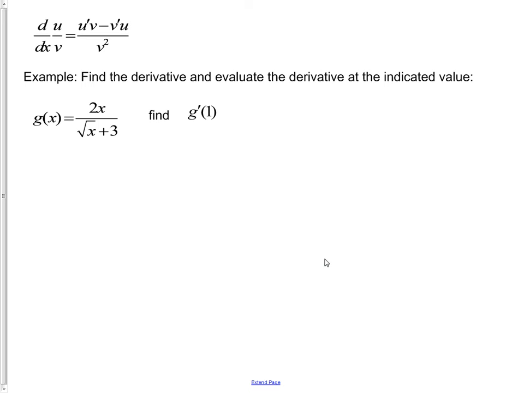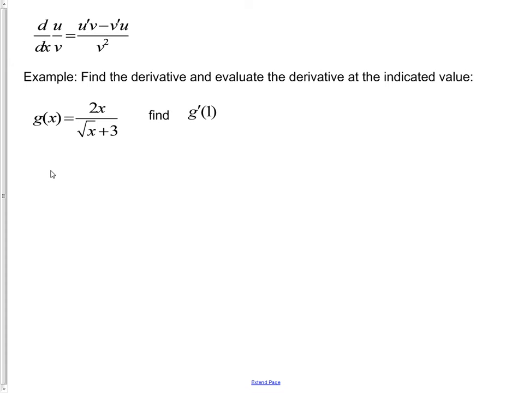So let's try our shortened quotient rule on a quotient function, g of x. Right here, g of x is 2x over the square root of x plus 3, and we're asked to find g prime of 1, a very similar problem to the previous one. So what should we do? Well, I'm going to rewrite this a little bit.